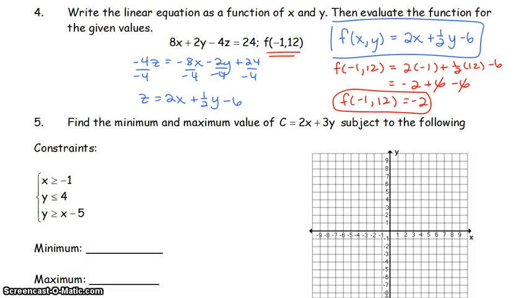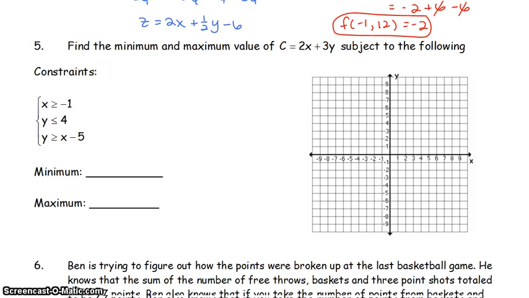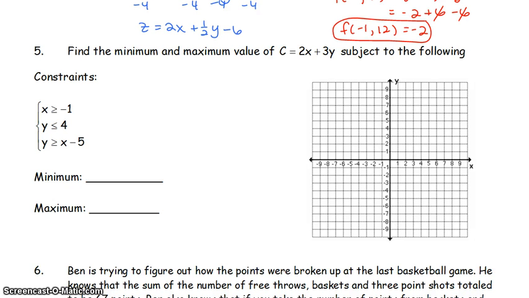Okay. Our next problem is a linear programming problem, and this is going to have a couple different parts. We have our objective function, which is c equals 2x plus 3y, and then we have our given constraints. Remember, we're going to start with our constraints. X is greater than or equal to negative 1. That's a vertical line at negative 1, and because it's greater than or equal to, I'm going to have a solid line.